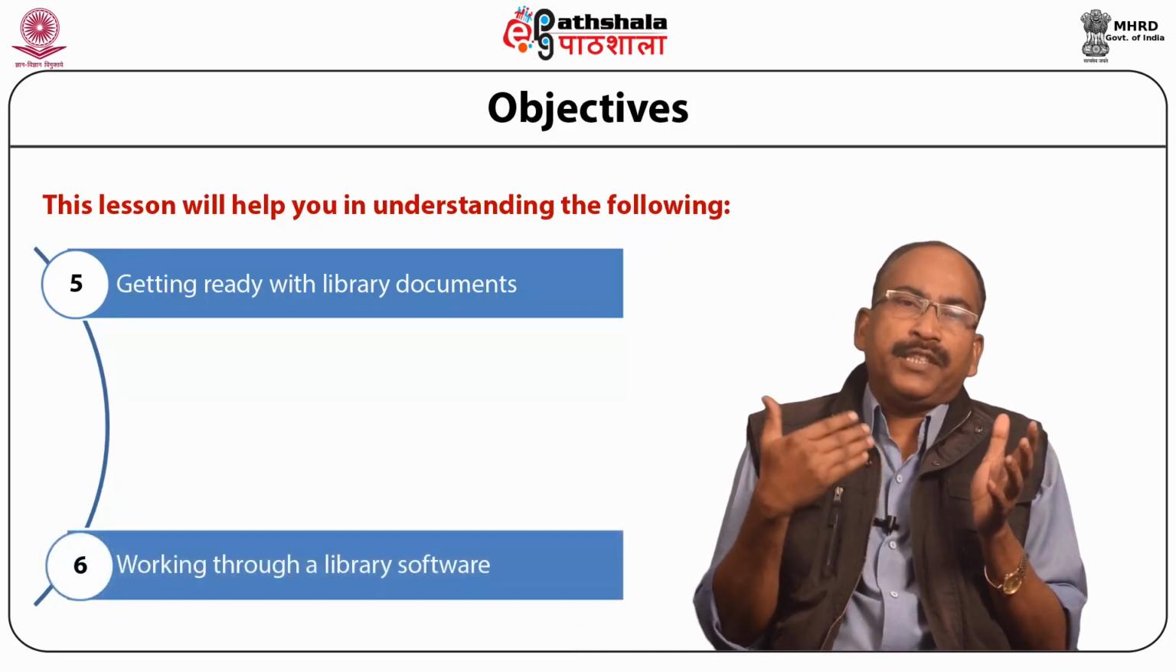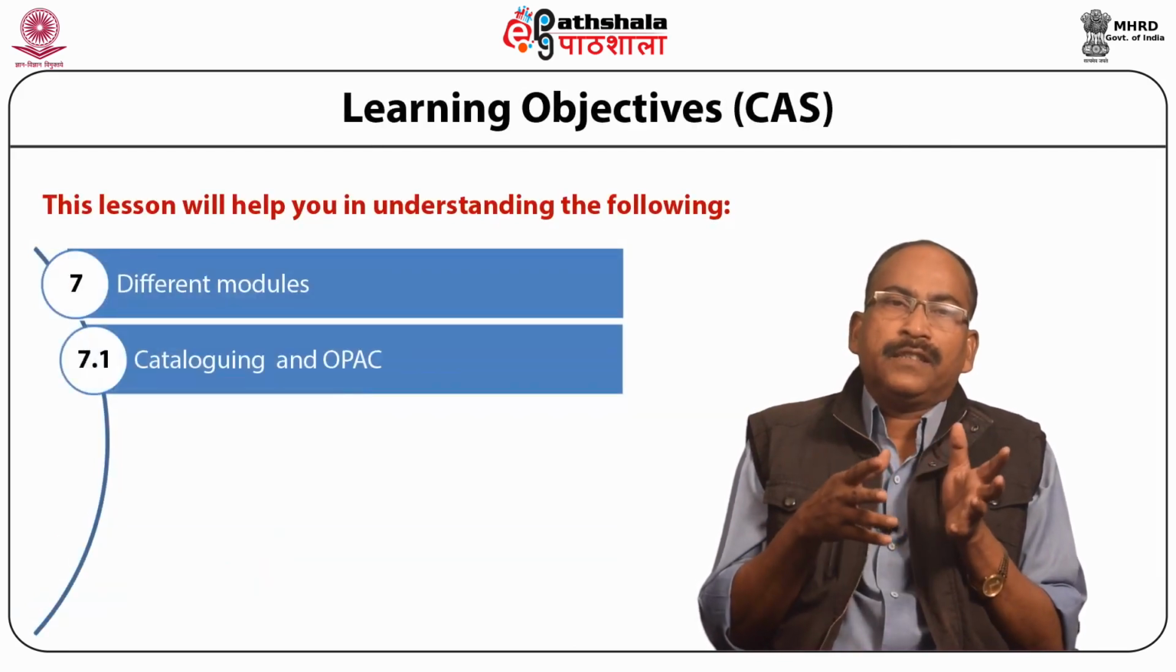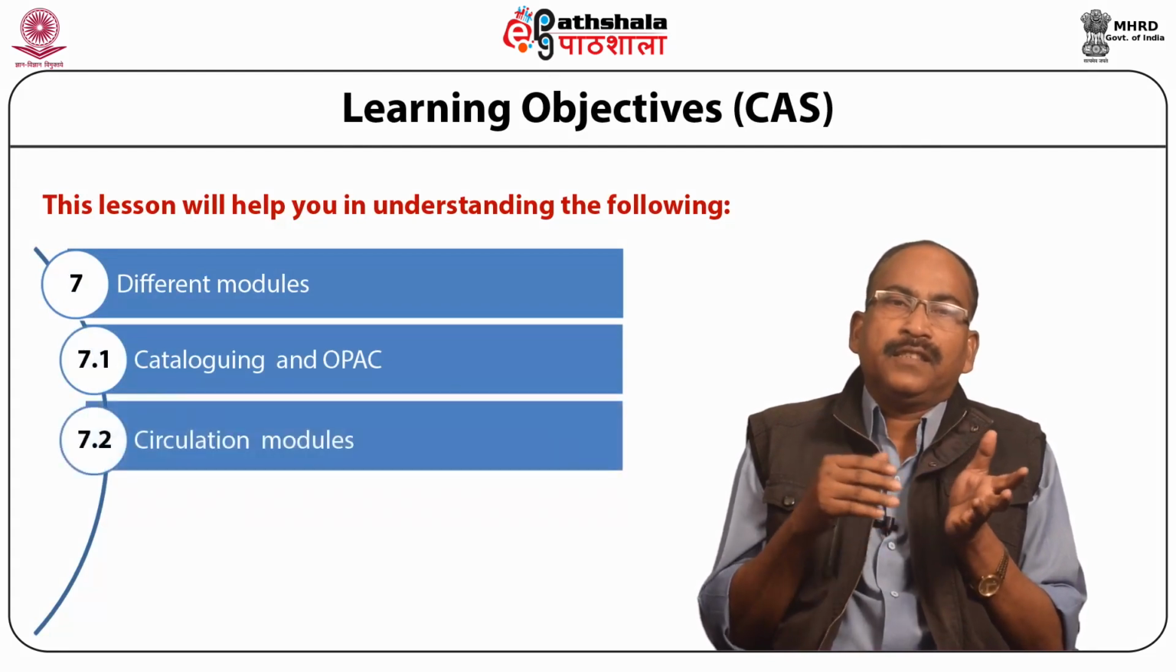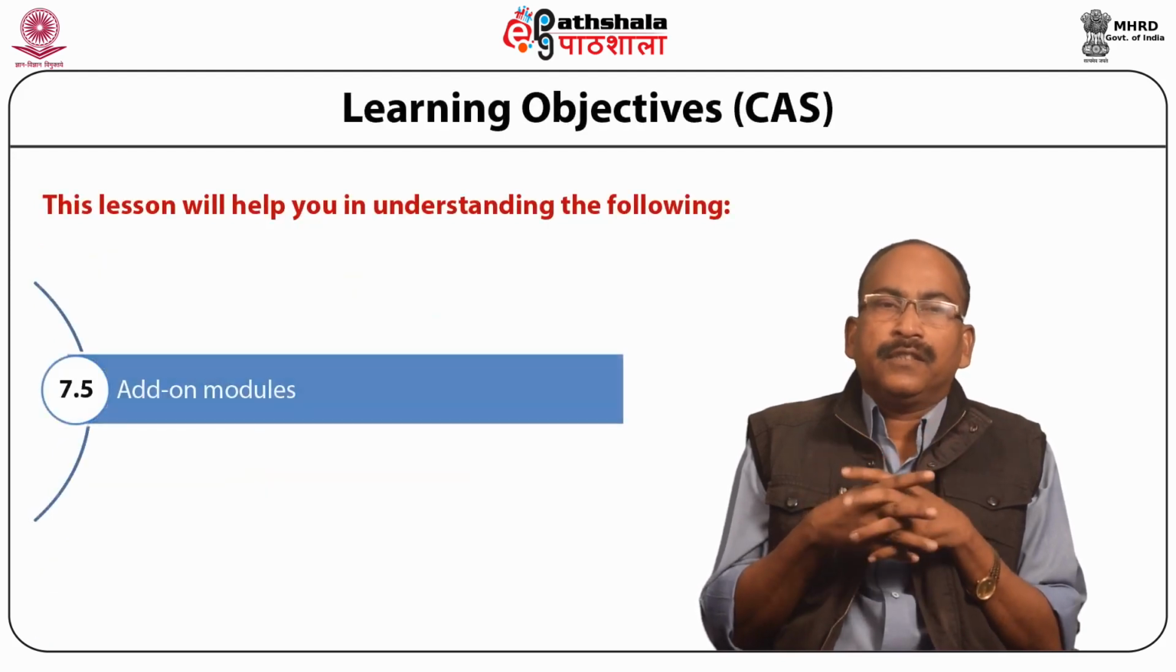Working through a library software, different modules: cataloging, OPAC, circulation, acquisition, serial controls, and add-on modules. Role of standards in case of software, international communication format, controlled vocabularies, user interface, information retrieval, and finally the feedback. These are the learning objectives. After viewing this program, one can learn.